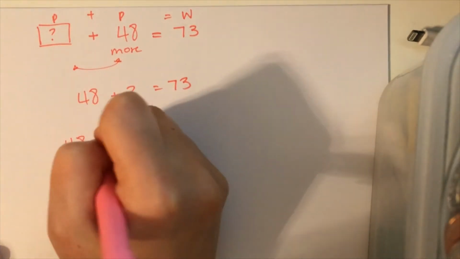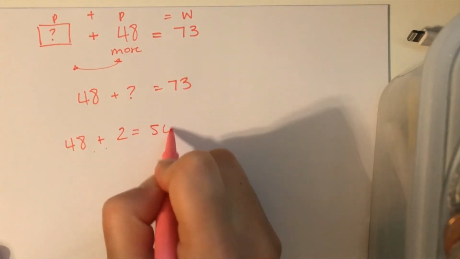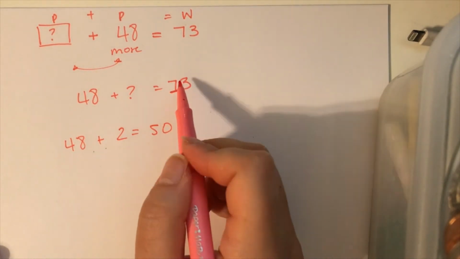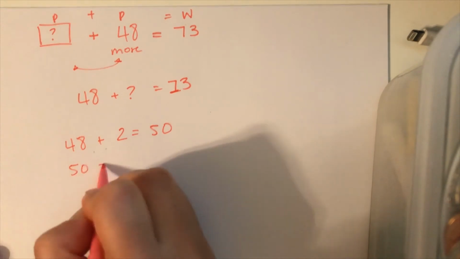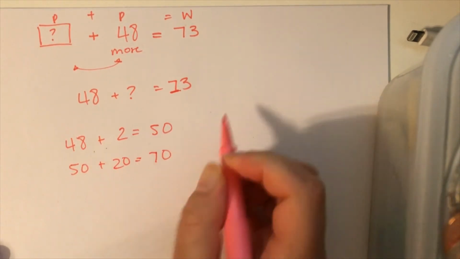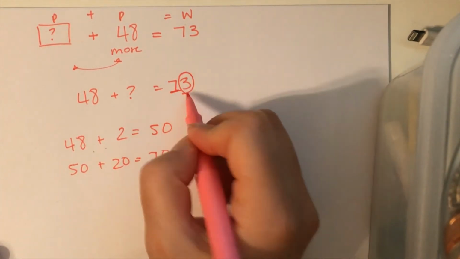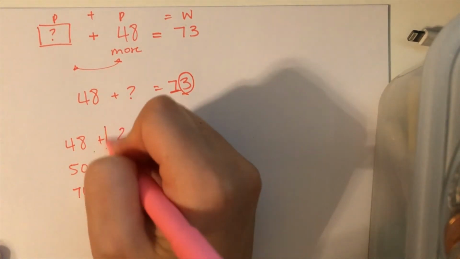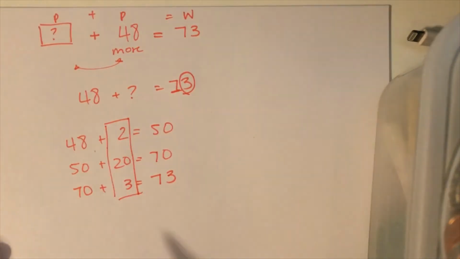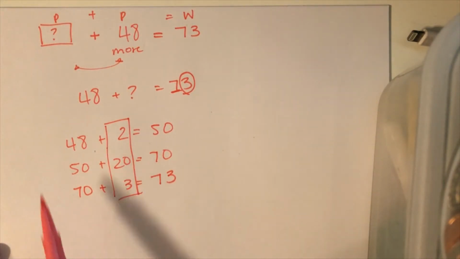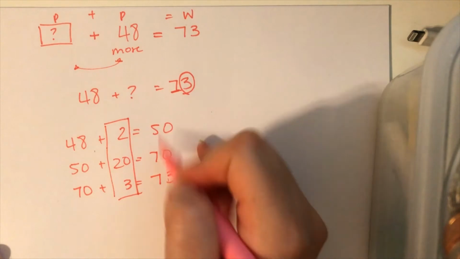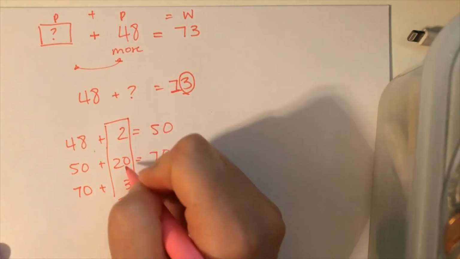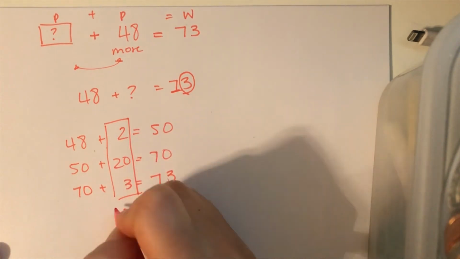So 48, I'm going to add 2 more to get to 50. Then from 50, I'm looking at that tens place going, all right, so I'm at 50. I'm trying to get to 70. I should probably add 20 more. And now I'm looking at 70. I need 3 more to get to 73. And all you do is add up that middle number, because that's how much you added to each number at each addition at the end. So now 20 plus 3 plus 2 is 25.